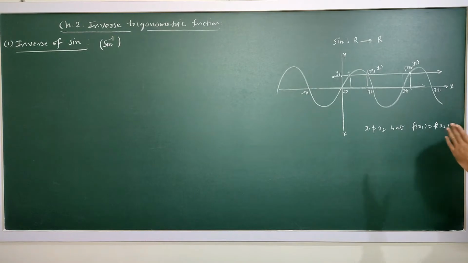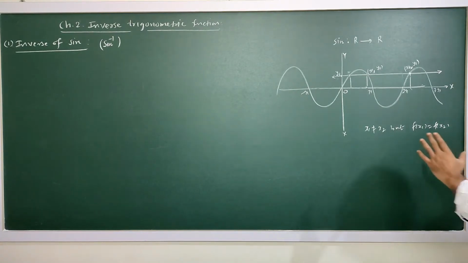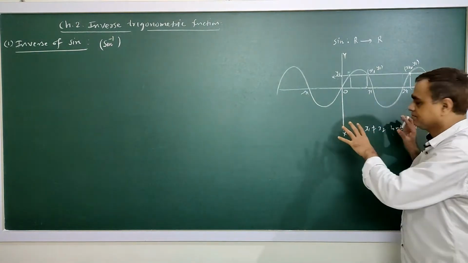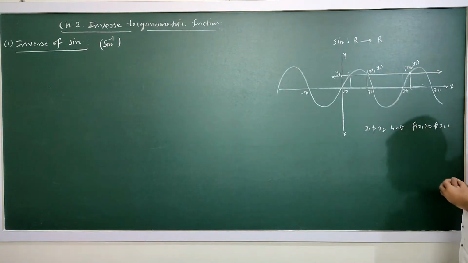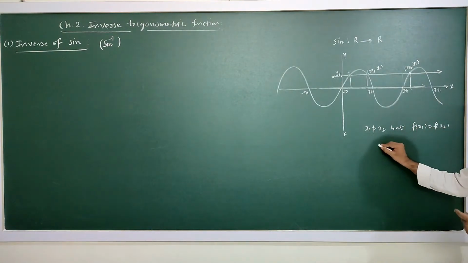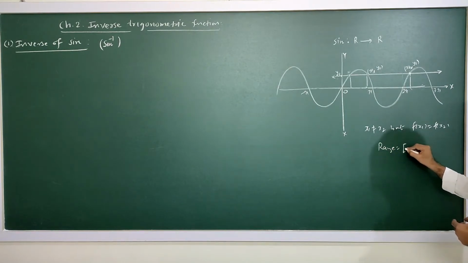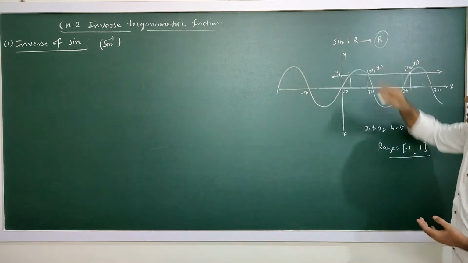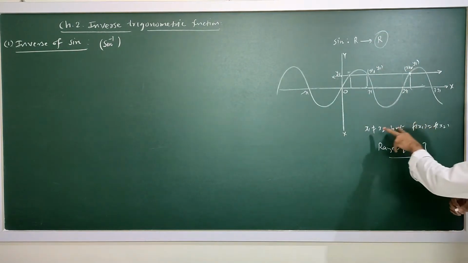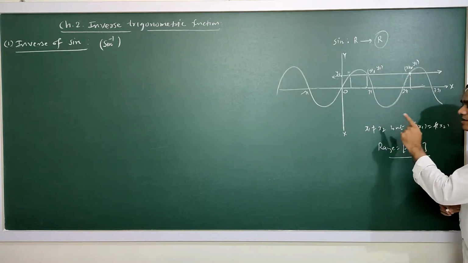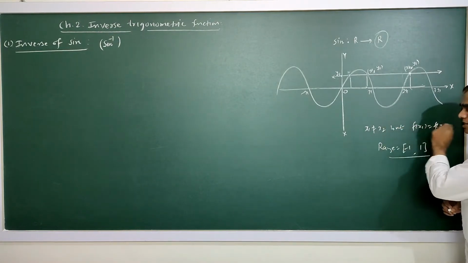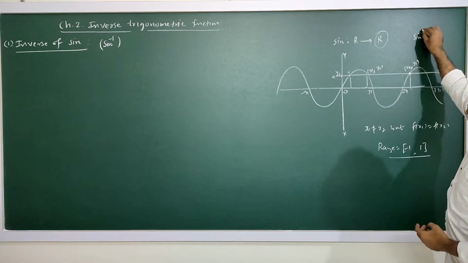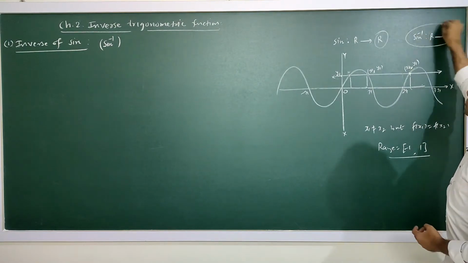This function is not 1 1, and it is not onto; it is neither 1 1 nor onto. The range is minus 1 to 1. The range is not equal to the codomain. Because of this, the function is many one, not 1 1, and not onto. So its inverse, sine inverse from B to A, does not exist.